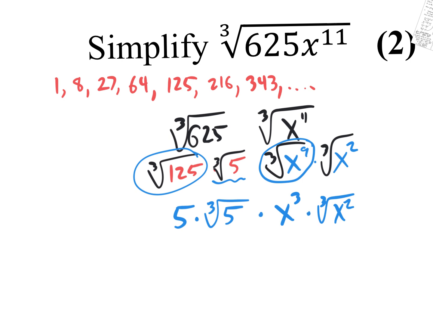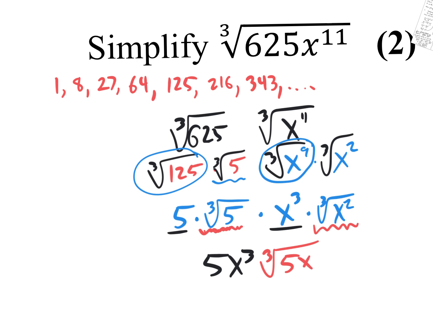Whenever you have an answer like this, put the nice terms that are outside the radical together in the front. So take that 5 and the x to the third, write it out, 5x to the third. And then you could take the cube root of 5 and the cube root of x squared, and put them together underneath one cube root, 5x squared. And ladies and gentlemen, this is your final answer to this question, right?